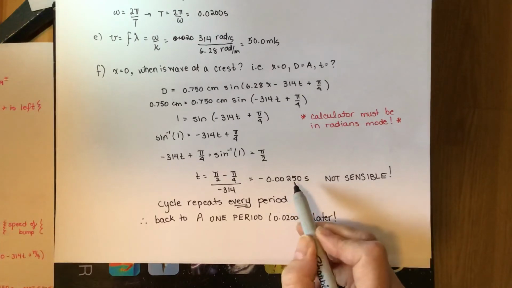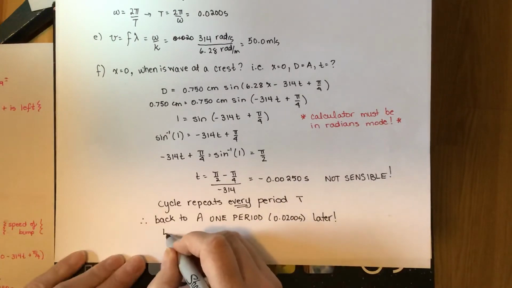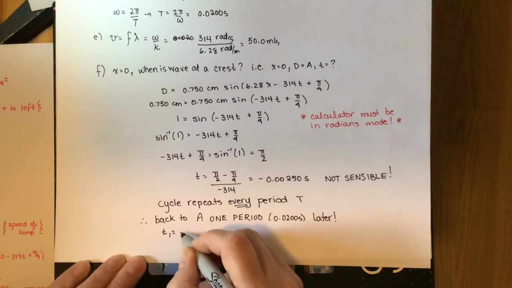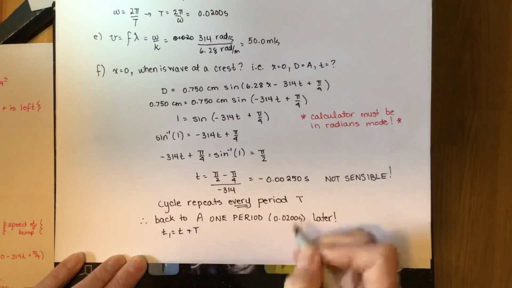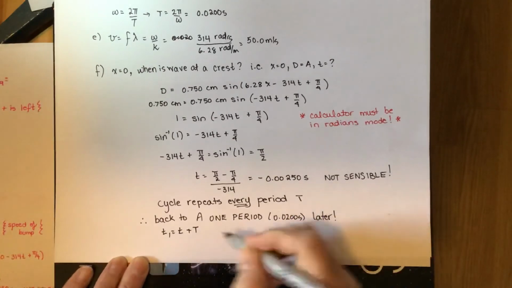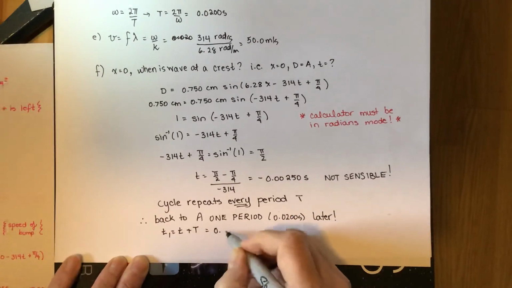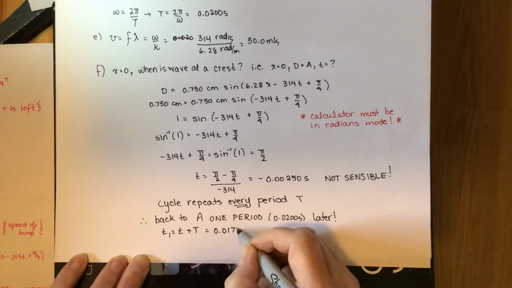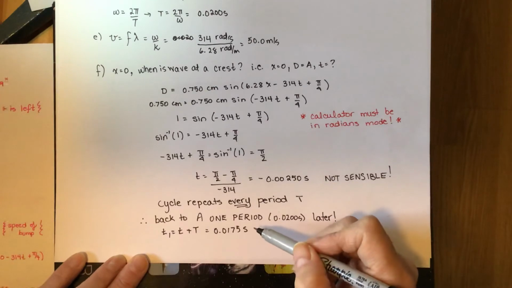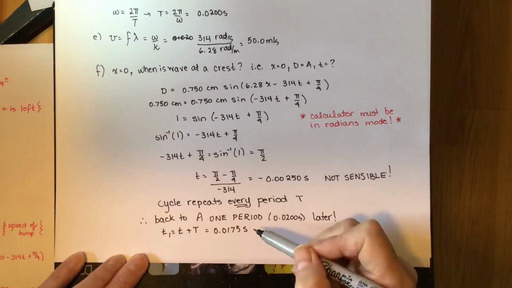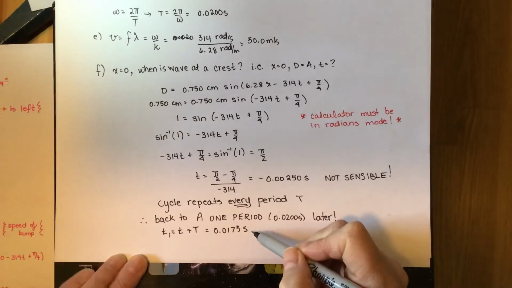So the next time that's bigger than this one will be the first time it's at an amplitude. So that would be this time t plus a period, capital T. So we add this to the period, and what we get is 0.0175 seconds. So this is the first time that the wave at position x equals 0 is at the amplitude or maximum.